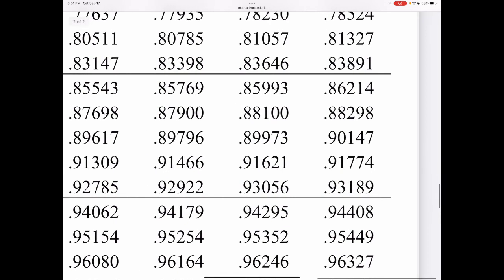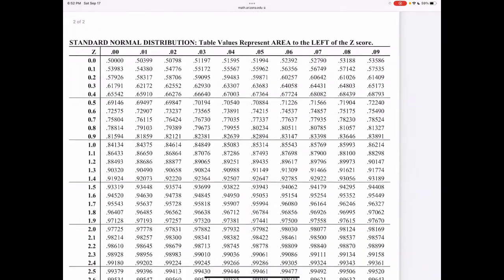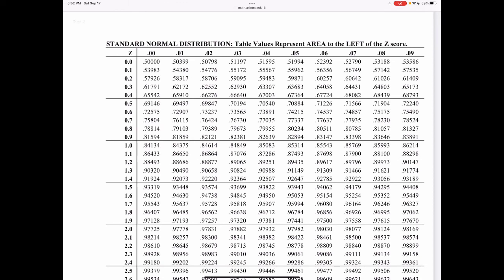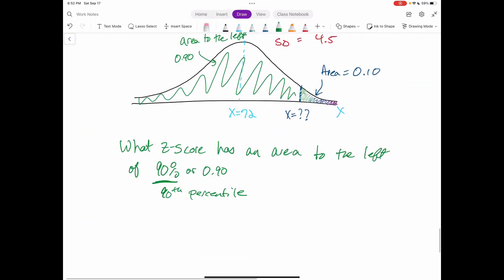The 0.90147 is just a little bit more than 0.90, which is fine, but it's further away from 0.90 than the 0.89973. So now we need to back out what that z-score is. That z-score is a positive 1.28. Okay, but that's not our answer. That's our z-score, that's not the actual height.